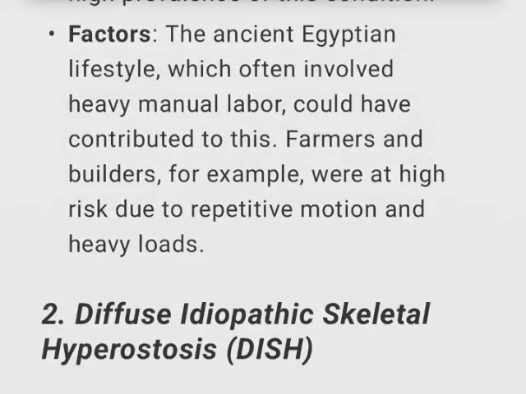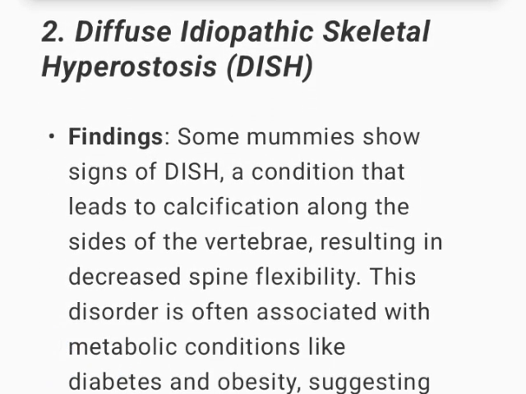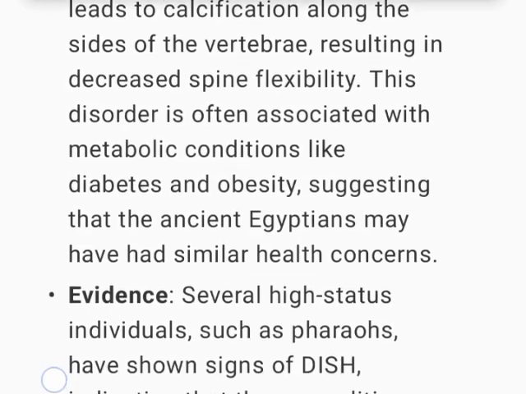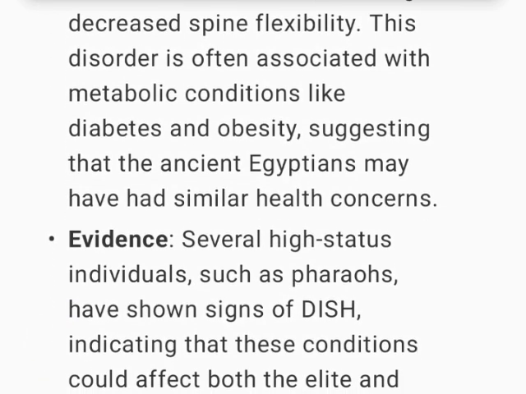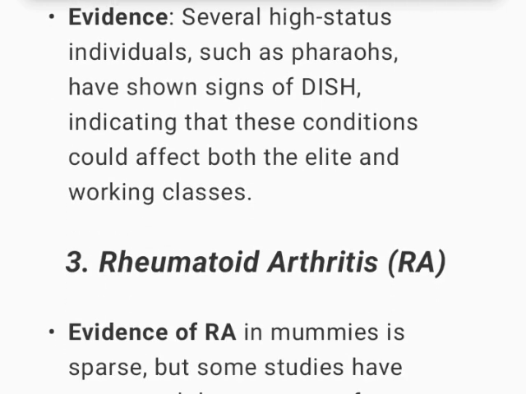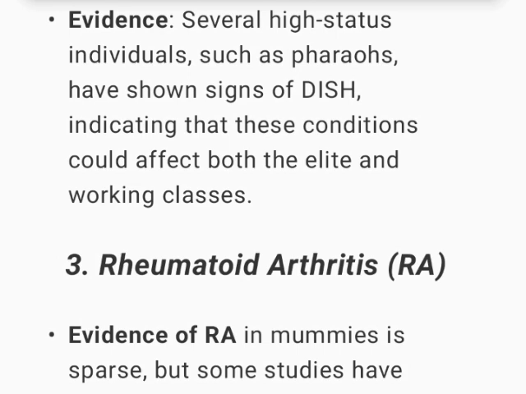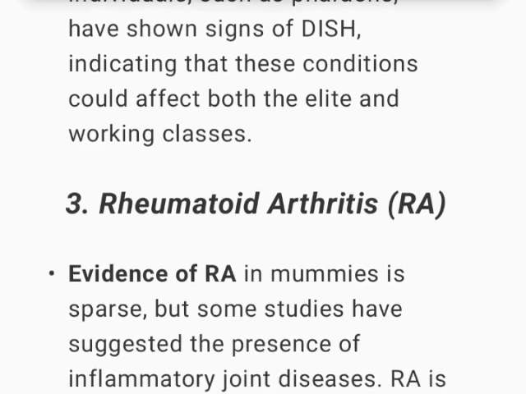2. Diffuse idiopathic skeletal hyperostosis, DISH. Findings: Some mummies show signs of DISH, a condition that leads to calcification along the sides of the vertebrae, resulting in decreased spine flexibility. This disorder is often associated with metabolic conditions like diabetes and obesity, suggesting that the ancient Egyptians may have had similar health concerns. Evidence: Several high-status individuals, such as pharaohs, have shown signs of DISH, indicating that these conditions could affect both the elite and working classes.